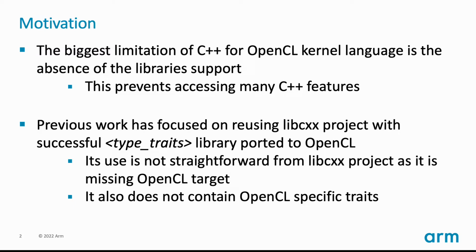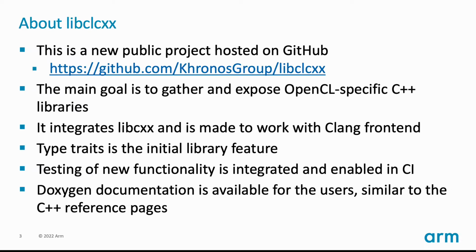In the previous work, we looked at porting functionality from the libcxx project, which is a production quality C++ library residing in the LLVM repository. And we have successfully enabled type trait to be used with OpenCL. However, its use is not straightforward from the libcxx project because it's missing an OpenCL target and it also doesn't contain OpenCL-specific type traits. Therefore, the libclcxx project has been bootstrapped, and it is a public GitHub repository containing C++ libraries for OpenCL, and the goal is to gather more and expose more of the C++ functionality to OpenCL kernel developers.